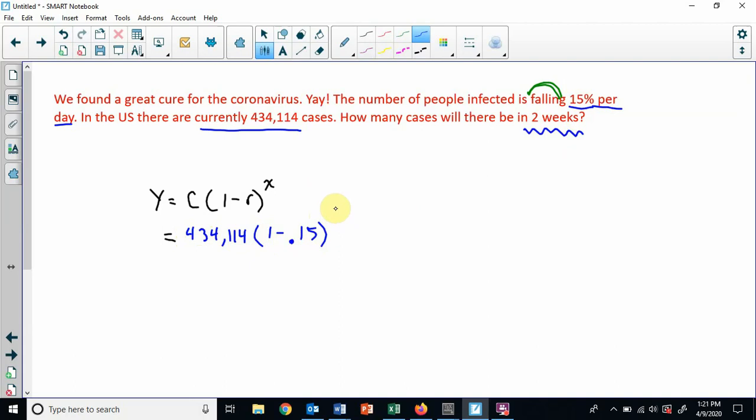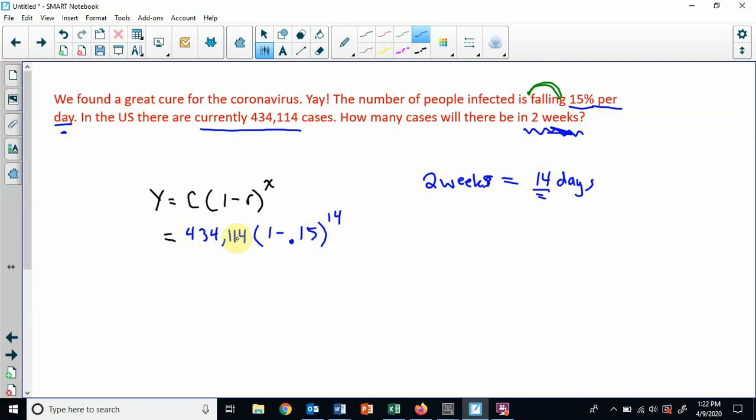Now, do I want to put 2 because I have 2 weeks here? Well, wait, this is weeks, this says days. I want this to be in days. So, 2 weeks. How many days does that equal? Well, there's 7 days in a week, so that'll be 14 days. Okay, so 14 of these time periods.